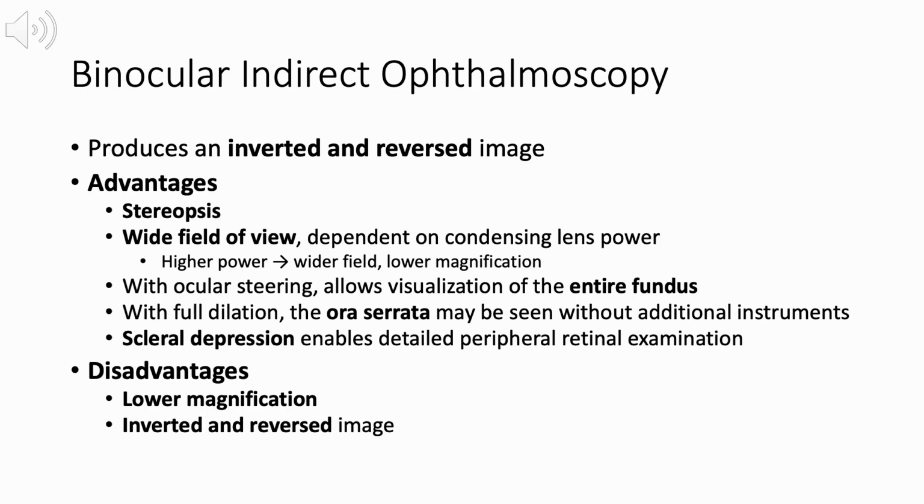With appropriate ocular steering, the entire fundus can be visualized, and with full pupillary dilation, the ora serrata may be seen without the need for additional instruments. The use of scleral depression further enhances this technique by enabling detailed examination of the peripheral retina. Despite these advantages, there are limitations. Compared with direct ophthalmoscopy, binocular indirect ophthalmoscopy provides lower magnification, and the inverted and reversed image orientation can make interpretation less intuitive, particularly for inexperienced examiners.